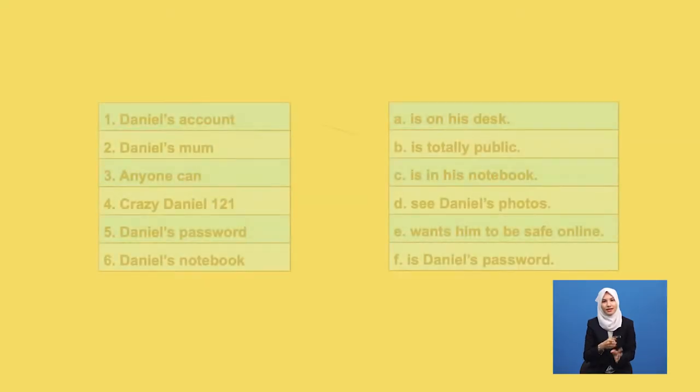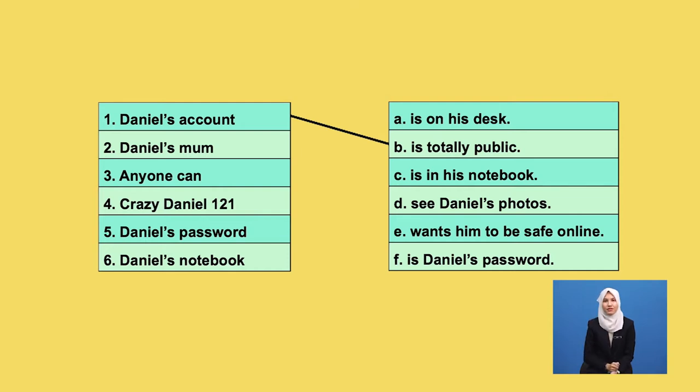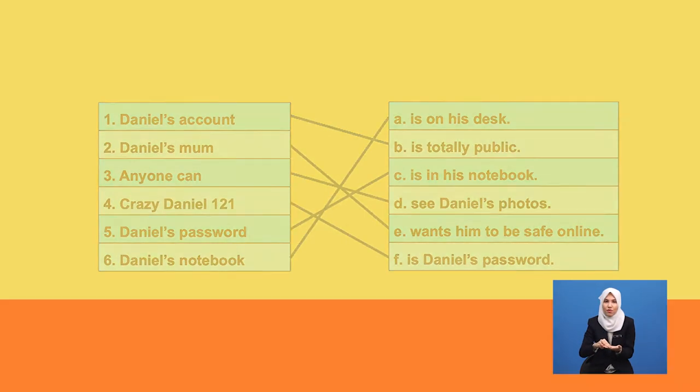Now, let's see the answers for the second part. Daniel's account is totally public. Daniel's mom wants him to be safe online. Anyone can see Daniel's photos. Crazy Daniel 121 is Daniel's password. Daniel's password is in his notebook. Daniel's notebook is on his desk.